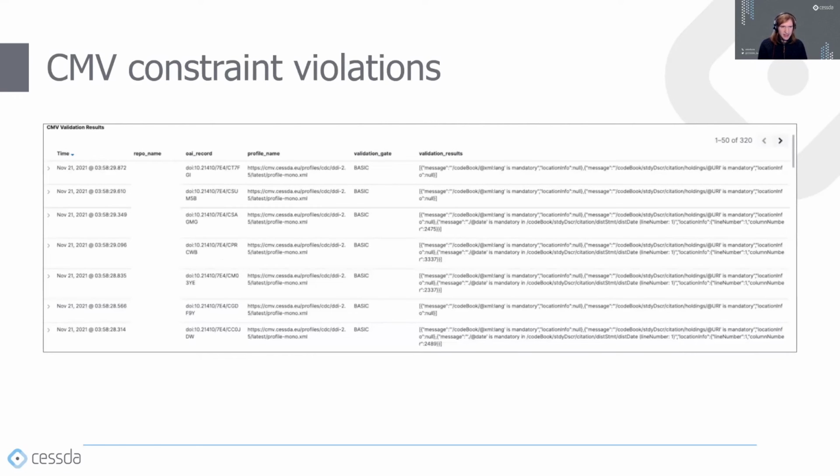The output for the CESSDA metadata validator constraint violations is very similar. It just has 2 extra columns. One is the profile name, which is a link to the profile that was used for validation, and the second is the validation gate that was used.